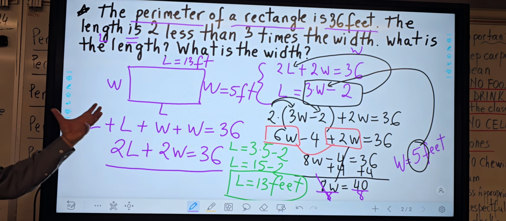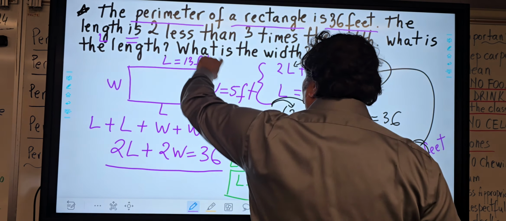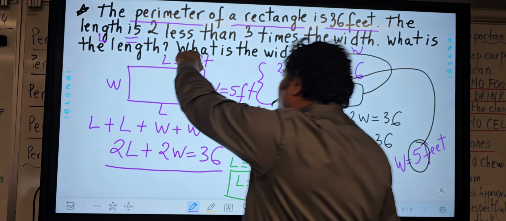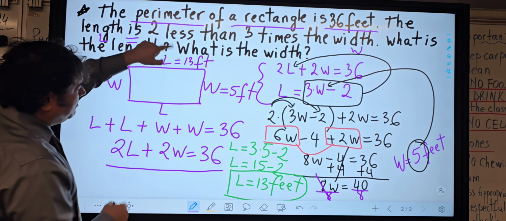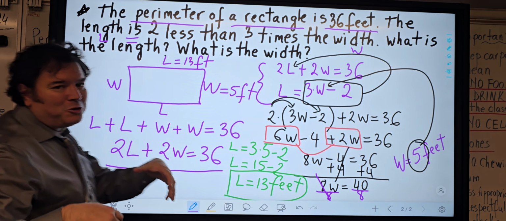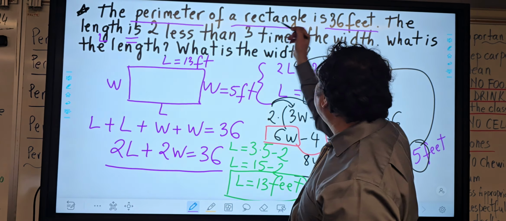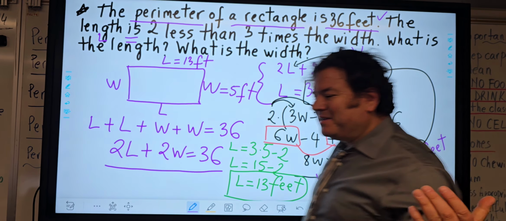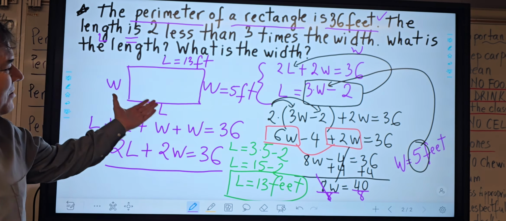That's it. And now let's add all of them together and see if we get 36, right? So 13 plus another 13 becomes 26. 5 plus 5 is 10. 26 plus 10 becomes 36. And that's right. Okay? We got the answer.